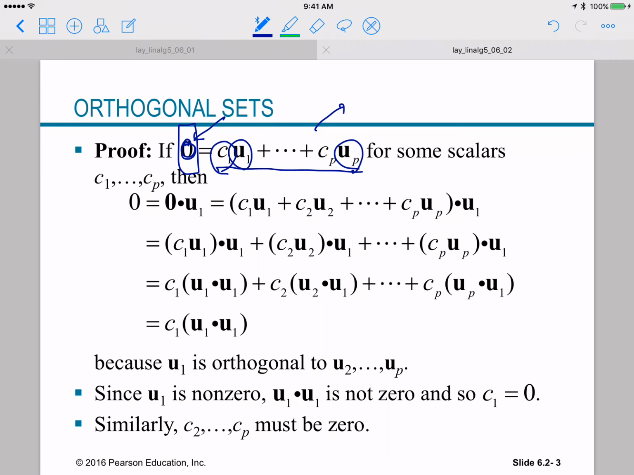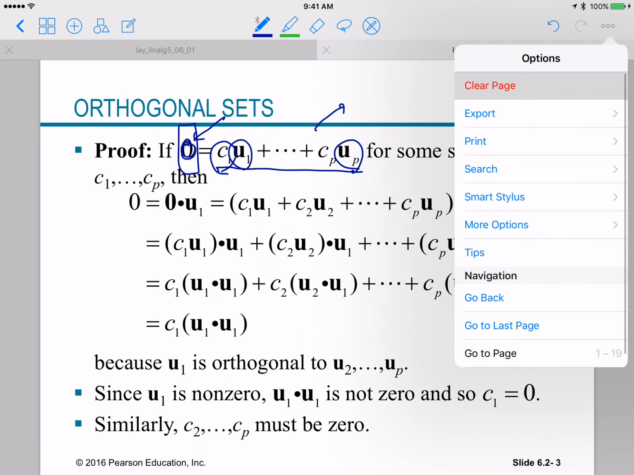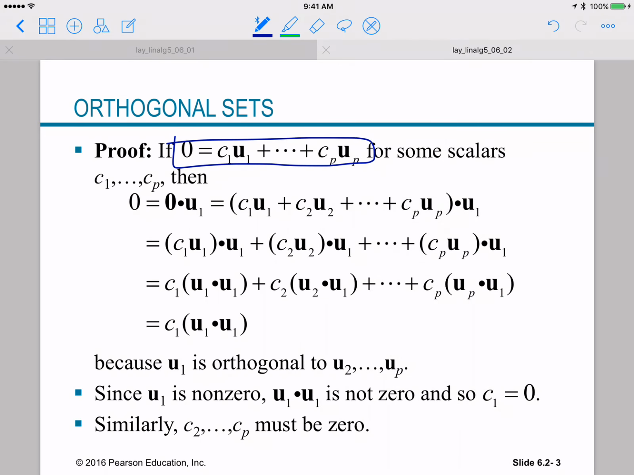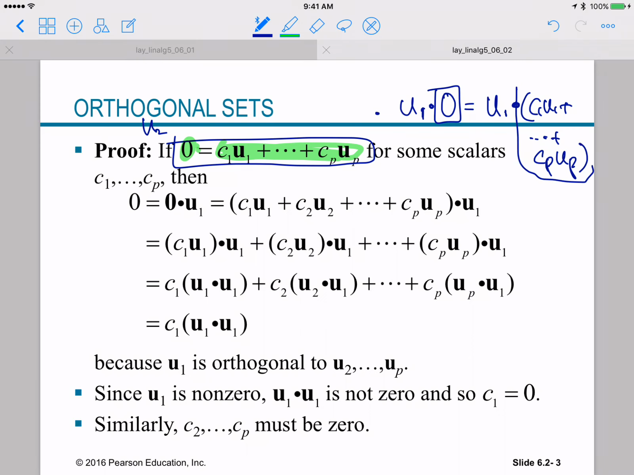The trick that we're going to use is simple. From this vector equation, we don't just multiply by the vector u1, but we consider the inner product with u1. On the right side we have the inner product of u1 with c1 u1 all the way through cp up, right? Because this 0 vector is the same as this.